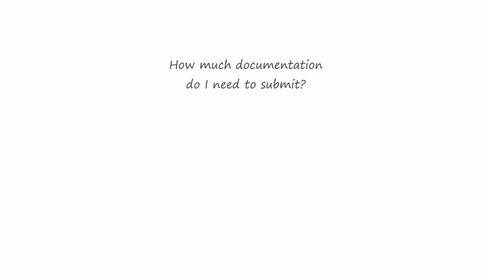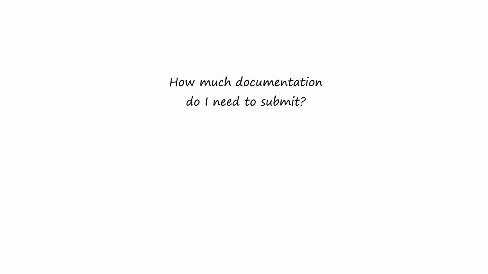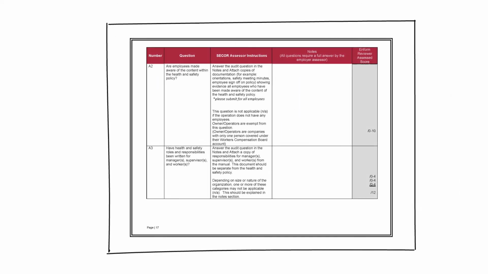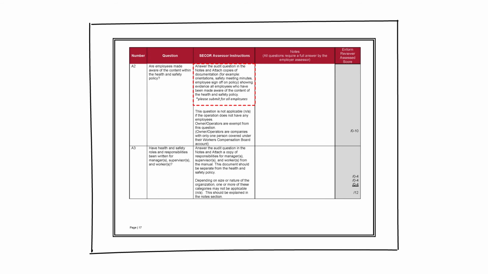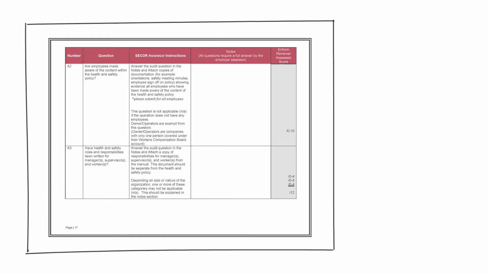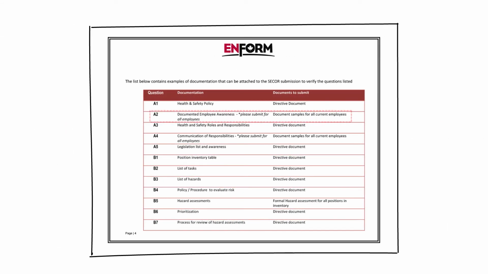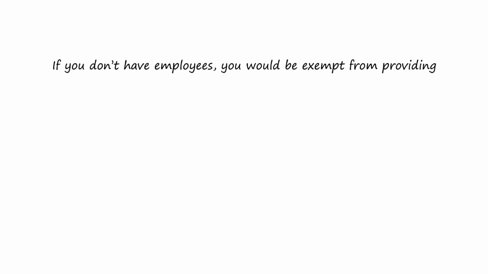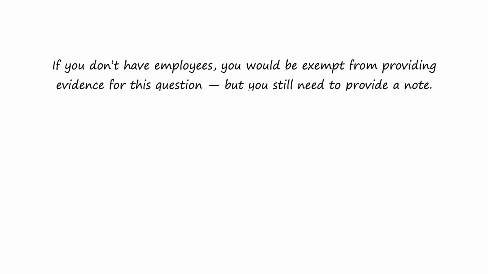Now you're probably asking, how much documentation do I need to submit? There are two areas in the protocol that determine how much documentation is required: the Assessor Instructions and the Document Table. The Assessor Instructions for A2 ask you to provide evidence for all employees, and the Document Table also outlines this. If you don't have employees or are an owner-operator, then you would be exempt from providing evidence for this question, but you still need to provide a note.